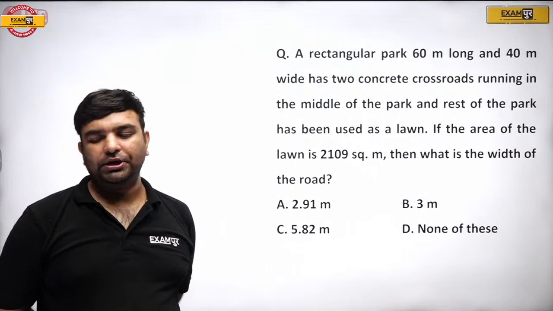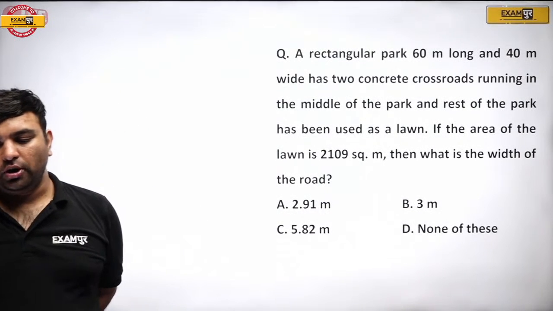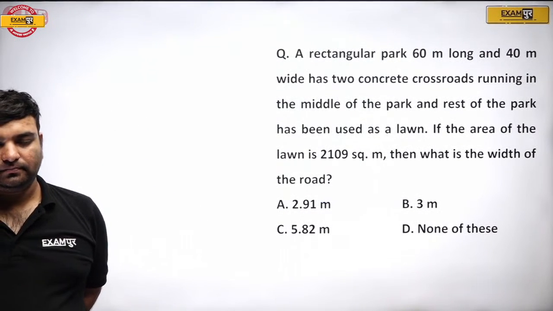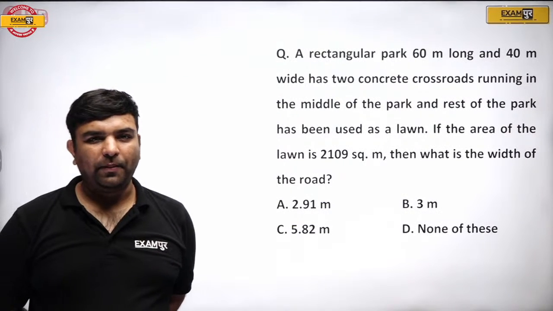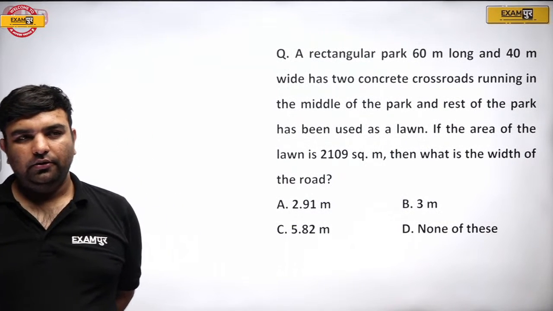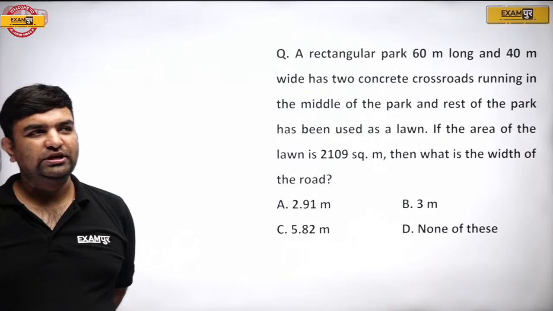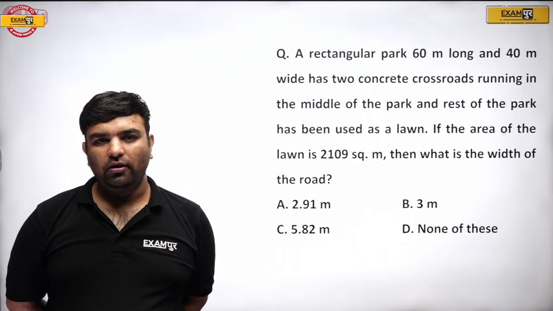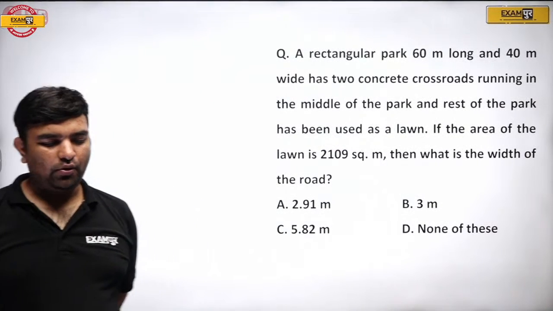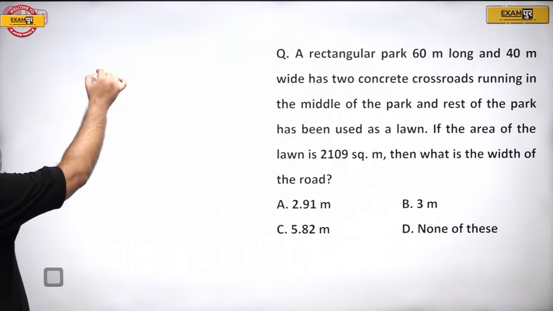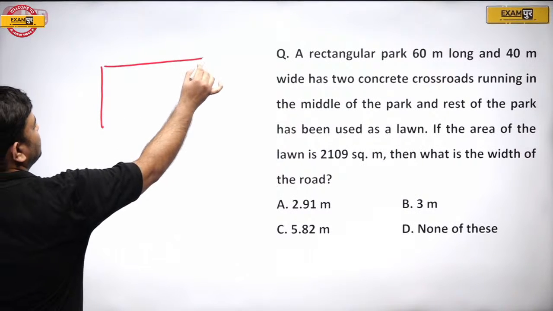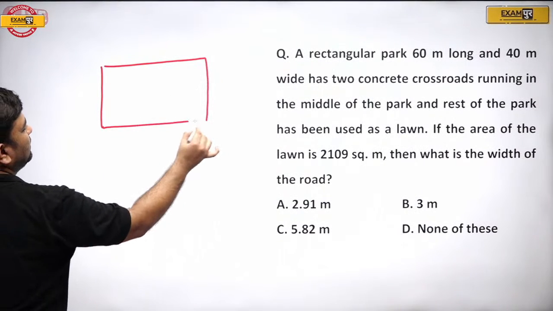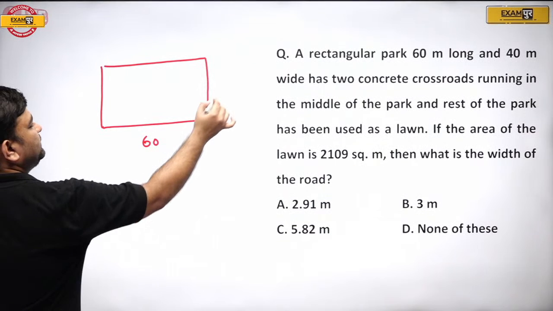Rectangular park 60 cross 40. Two concrete roads running in the middle of the park. The rest of the area is used as a lawn. Area of the lawn is known. What is the width of the road?